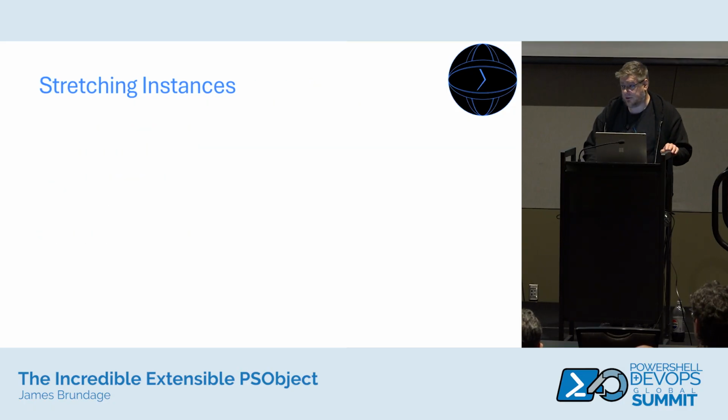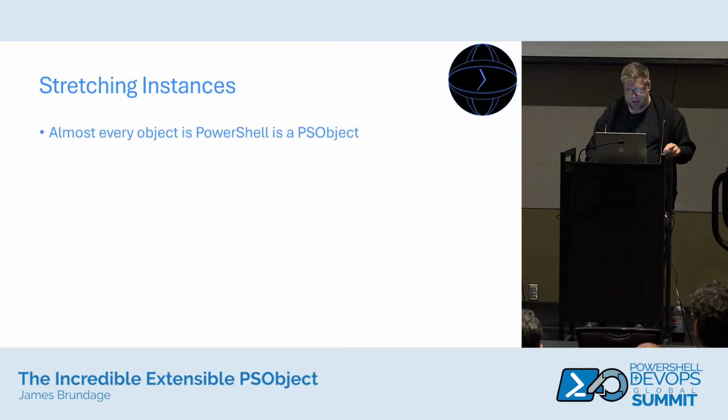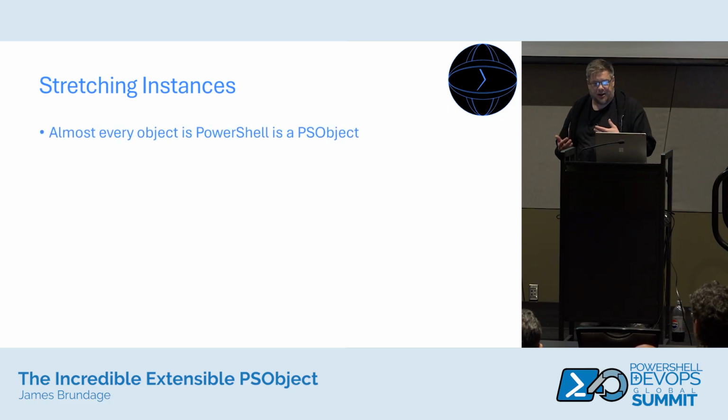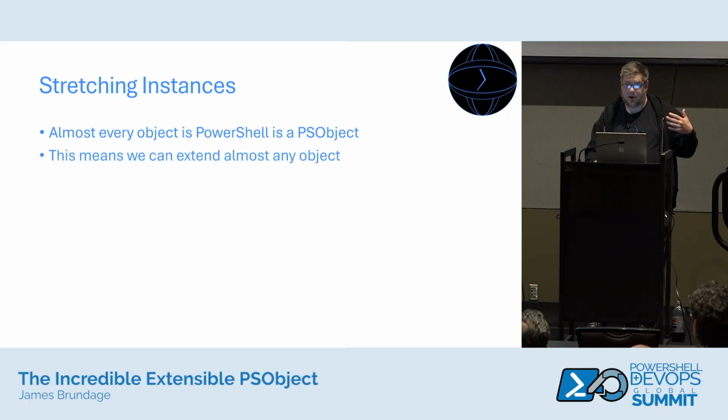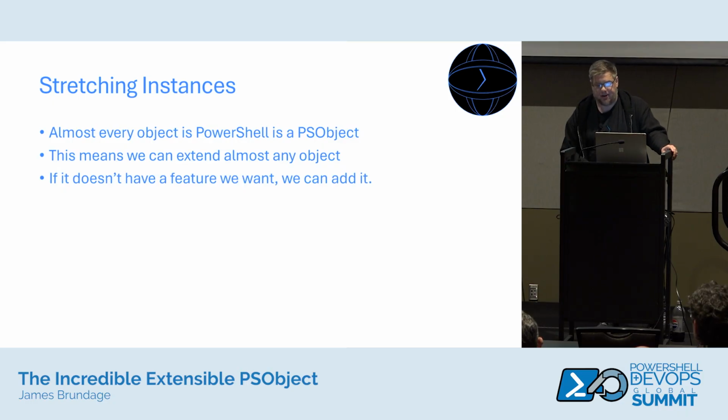First, stretching instances. This is one that you probably already do, but might not think of by that name. First up, you have to understand that every object, almost, in PowerShell is a PSObject. If you look at a given thing, it's going to be a PSObject in PowerShell. You're going to be able to interact with it and extend it. This means we can extend almost any object that .NET has. Anything that we run across naturally, we can add more to it. This means if it doesn't have a feature we want, we can add it.